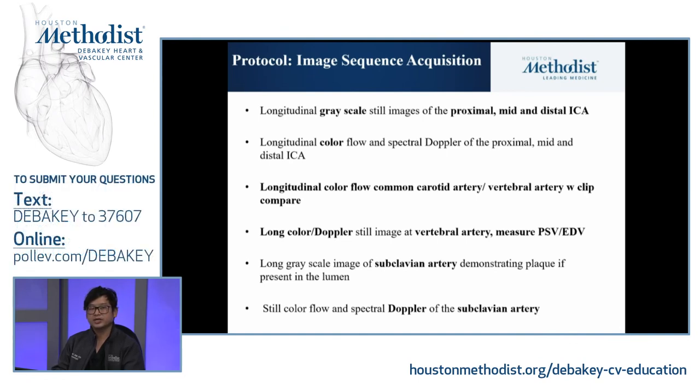We then assess the vertebral artery, which we first start with a sweep from the vertebral artery to the common carotid artery to check to see if flow is moving in the same direction for the two, which 99% of the time it should be, right? We then assess the vertebral artery with Doppler to see the velocity and see if there's any characteristics within the vertebral artery that we should be concerned about. And then we move on to the subclavian artery, where we look in grayscale and then follow up with a color flow and Doppler assessment.